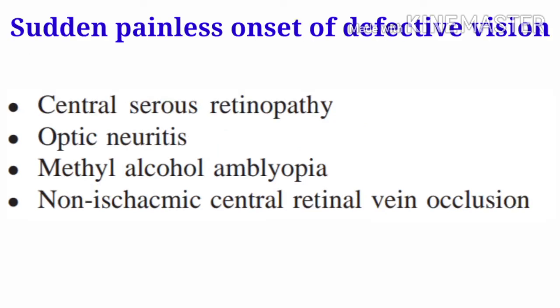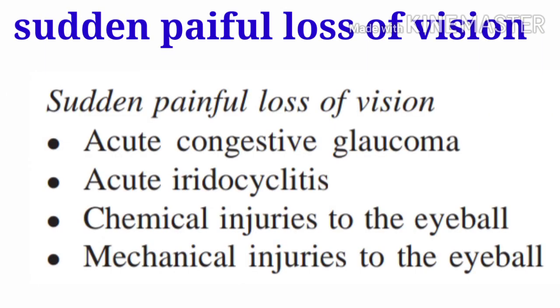Sudden painless onset of defective vision: central serous retinopathy, optic neuritis, methyl alcohol amblyopia, non-ischemic central retinal vein occlusion. Sudden painful loss of vision: acute congestive glaucoma, acute iridocyclitis, chemical injuries to the eyeball, mechanical injury to the eyeball.